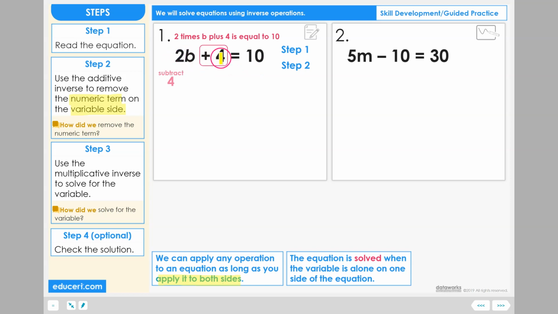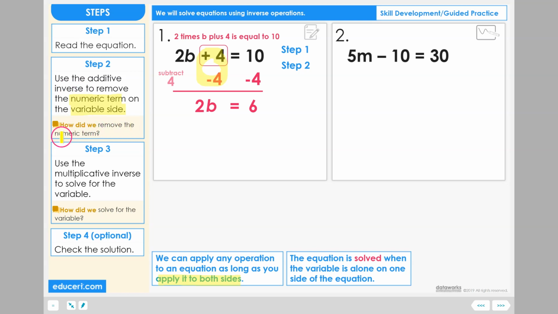2b plus 4 minus 4 is equal to 10 minus 4. We will have just 2b on this side over here because this equals 0. And on the other side, we will have that 10 minus 4 equals 6. That completes step number 2 of removing the numeric term on the variable side using the additive inverse.